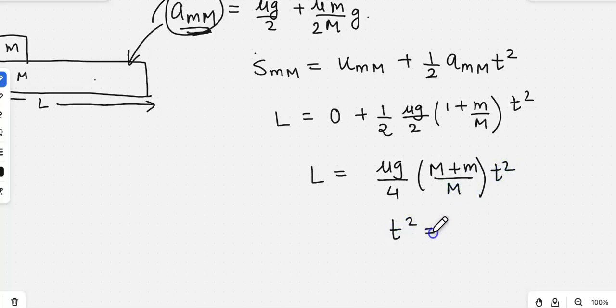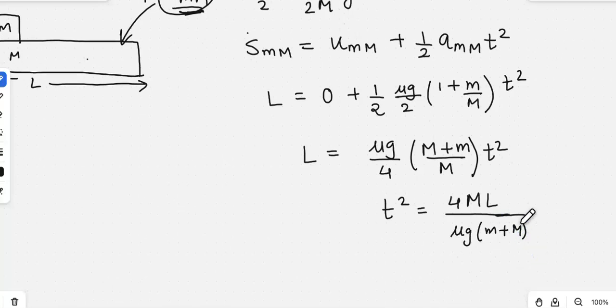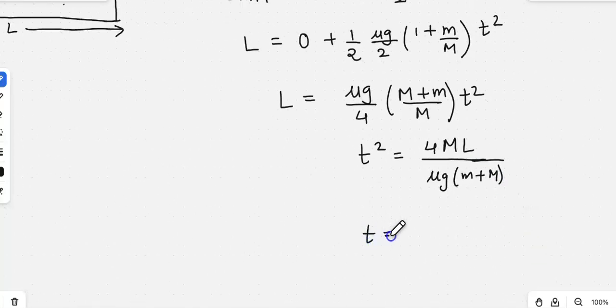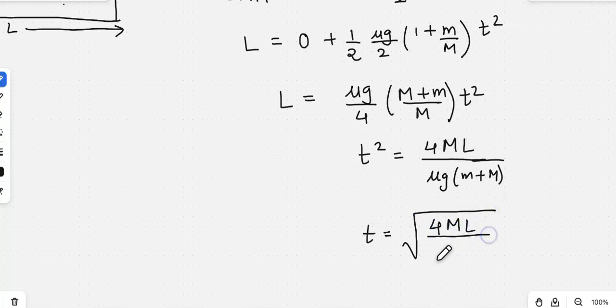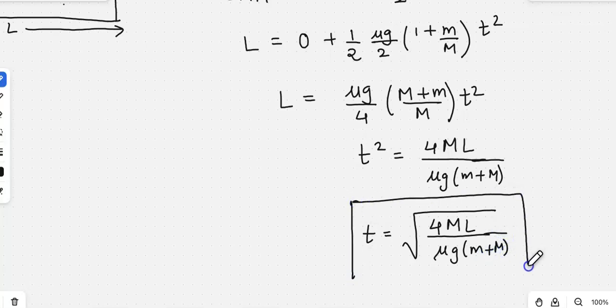So this is the time. T square is equal to 4 M L divided by mu g into (small m plus capital M). So from here you will get the time t to be the square root of 4 capital M L divided by mu g into (small m plus capital M). This is the time it will take for the block to separate from the bigger block.